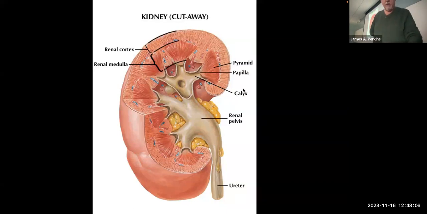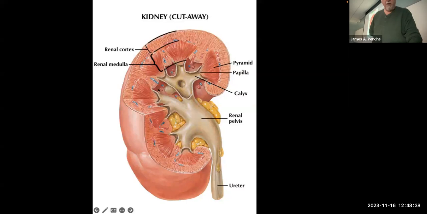These are the actual ducts that collect the urine from the individual renal pyramids. There are what are called minor calyces. So each papilla drains directly into a minor calyx. And I believe there are 9 or 10 minor calyces in the kidney. Those minor calyces then join together to form larger calyces called major calyces. And I believe there are 4 major calyces. So the 9 or 10 minor calyces drain into a total of 4 major calyces.